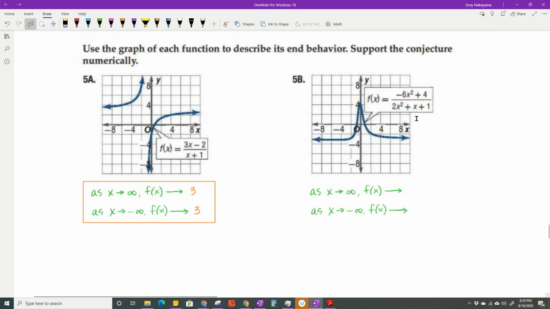Okay? And this last one, again, we're looking for the end behavior. And the end behavior is what happens way out here. So when I follow this guy, I'm going to say, again, that's -4. And it looks like it's -3.